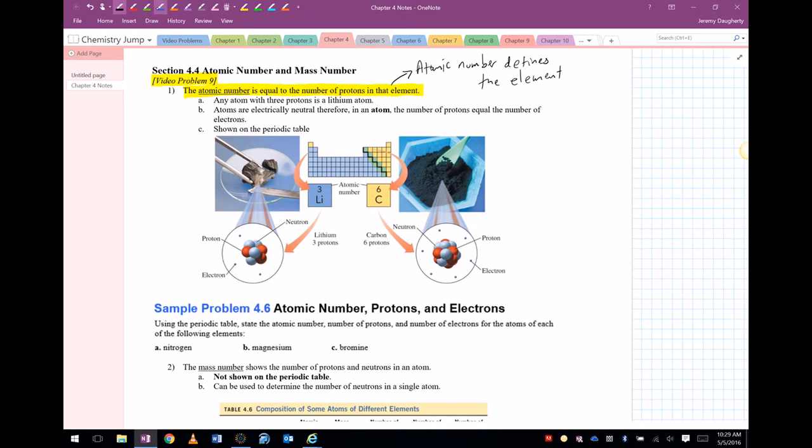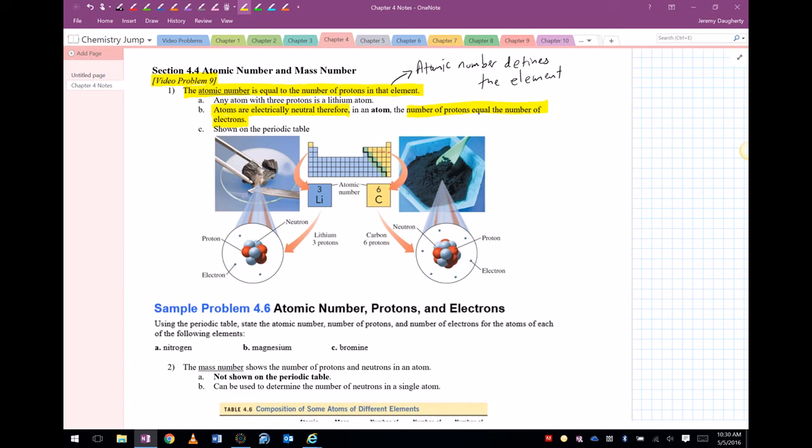An atom, very important here. Atoms are electrically neutral. If it's not neutral, it's not an atom. So very important to note. As soon as we become charged, we're no longer an atom. Okay? So since they are neutral, that means that the number of protons will equal the number of electrons.